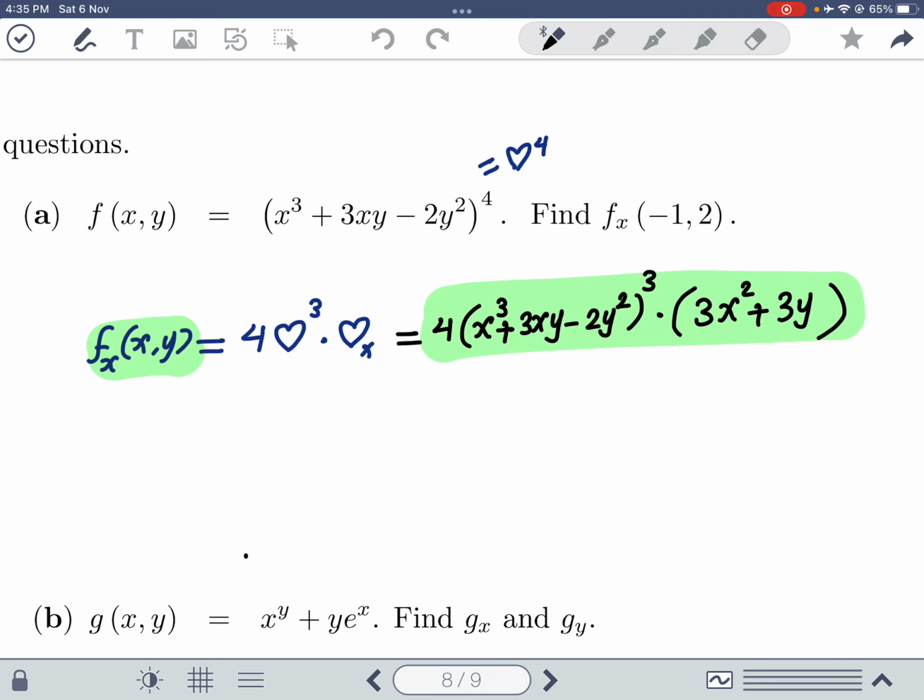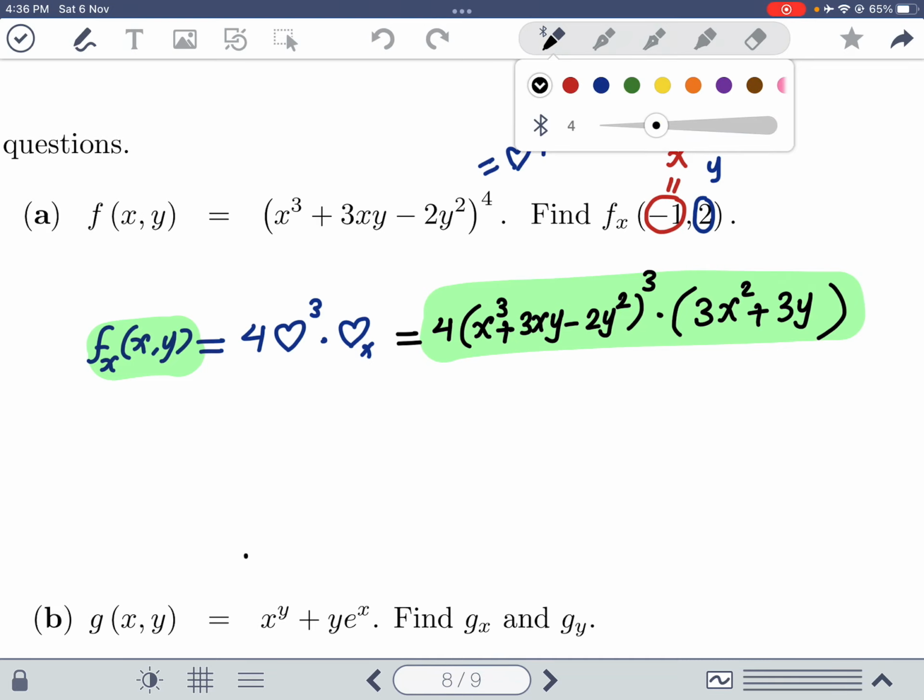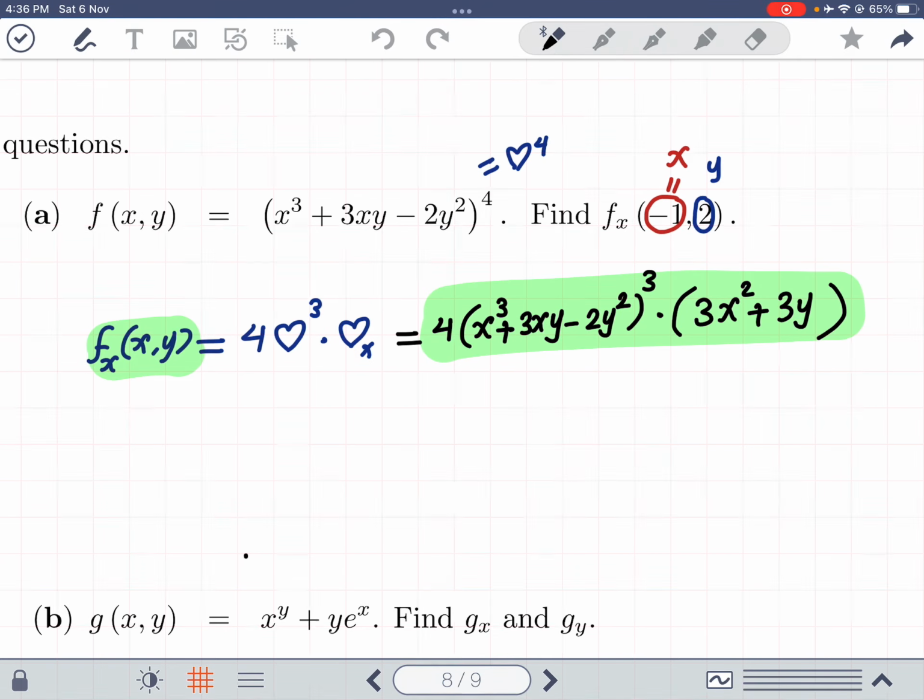So they're telling you now take -1 for x and 2 for y. Let me use a different color even for y. Let's use the blue for y. And replace them back in the formula. So that's the first thing you do, is find it in general.